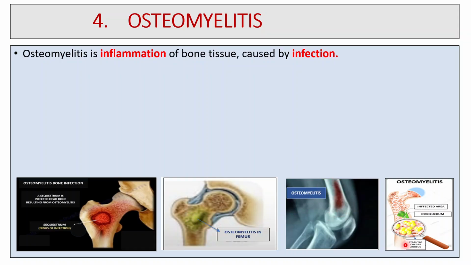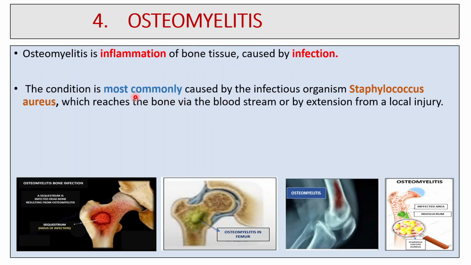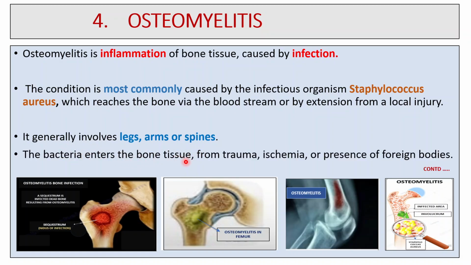This is osteomyelitis, and this is the infected area, the involucrum, and you can see it here with the help of the lens. Particularly, this is due to the bacteria Staphylococcus aureus. Since it is itis, it is an inflammation. The condition is most commonly caused by the infectious organism Staphylococcus aureus, which reaches the bone via the bloodstream or by extension from a local injury. It generally involves legs, arms, or spine. The bacteria enter the bone tissue from trauma, ischemia, or the presence of foreign bodies.